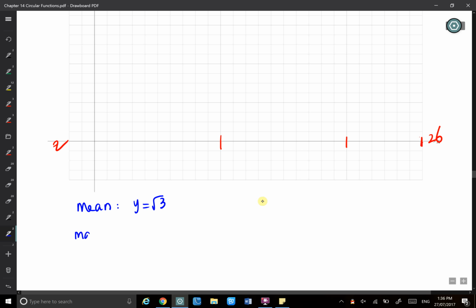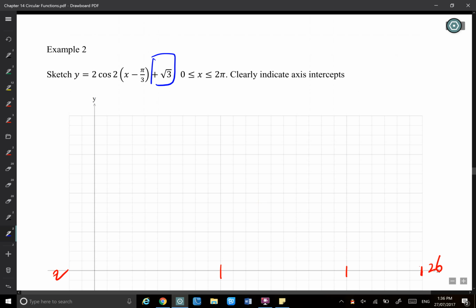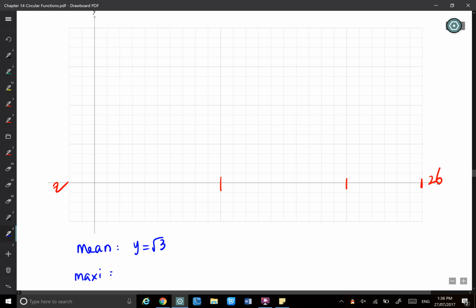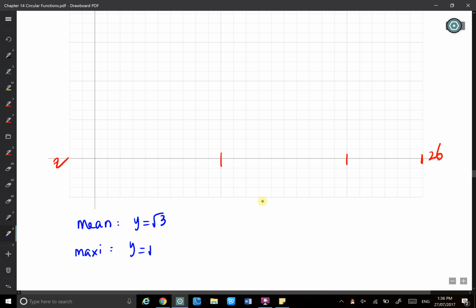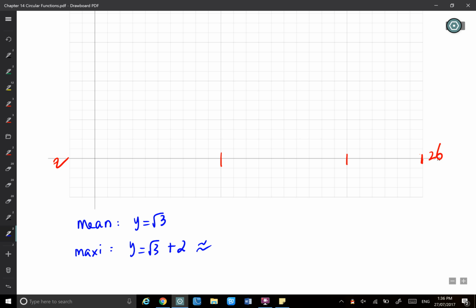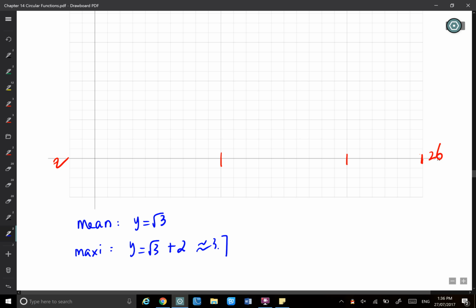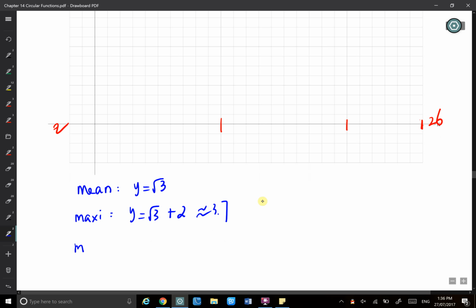What is the maximum? Everyone needs to think. That's the amplitude, which is 2. I can go up by 2 units. That's root 3 plus 2. So what's the approximate value for that? Yes, 3.7. So 1.7 going up by 2 is about 3.7.